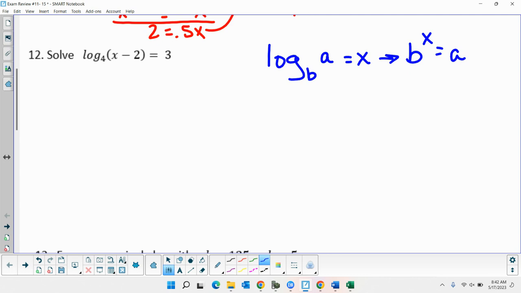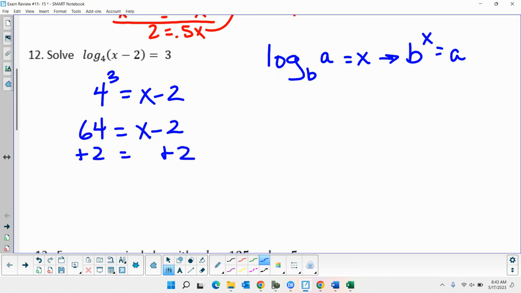Right? So the b is 4, the x is 3. So what we're going to say is 4 to the third equals a, which is x minus 2. That's how we're going to rewrite that. The base, remember, logs equal exponents, so 3 is the exponent. So 4 cubed, 4 times 4 is 16 times 4 is 64. Add 2. And we get 66.